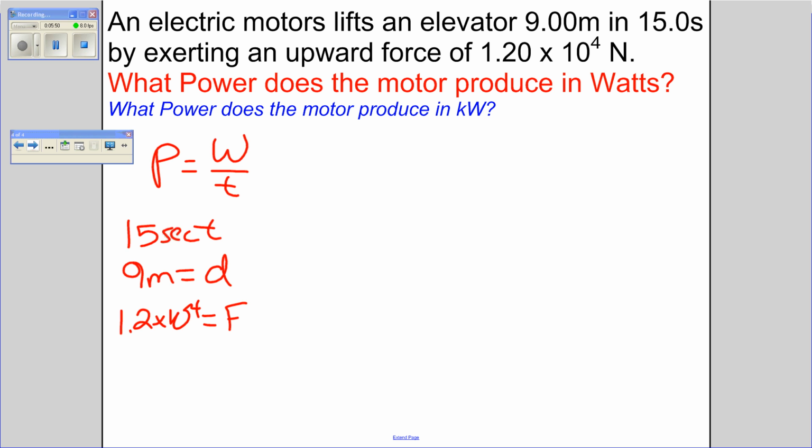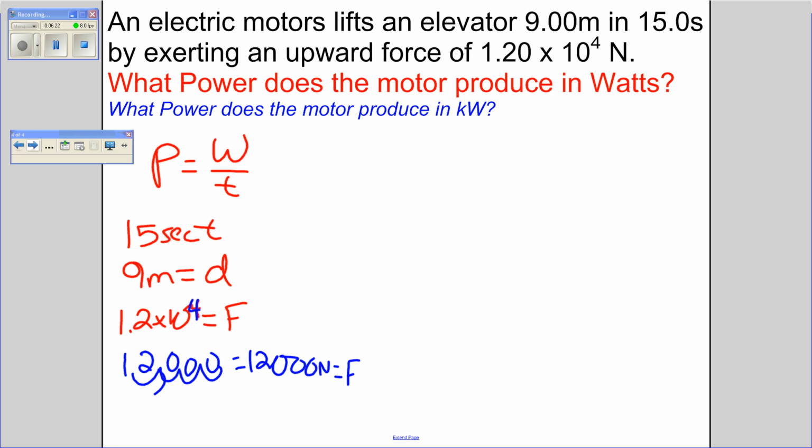Now, we can simplify this down. Some of you guys really hate scientific notation, so I'll take it out. Because you have a 4 here, that means you're going to be moving the decimal place over 4 spaces. So you have 1.2, right? So it's 1, 2, 3, 4. So that is 12,000. So you have 12,000 newtons of force.